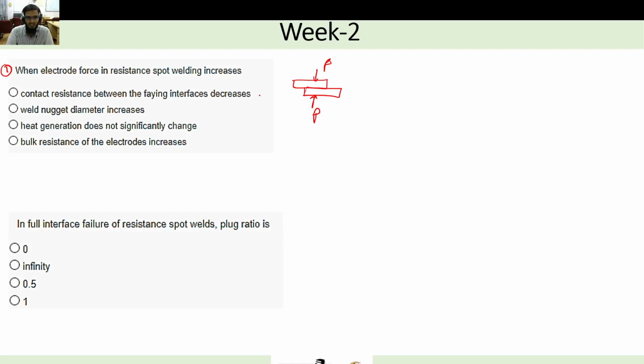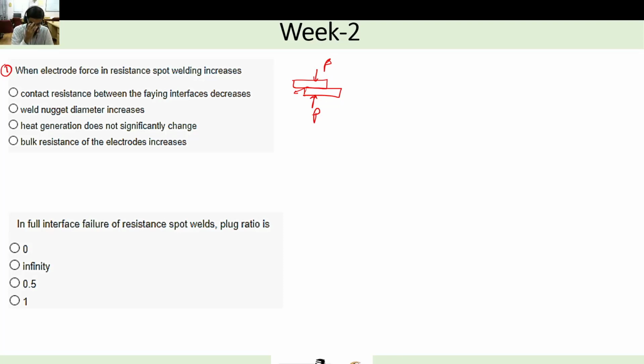A: contact resistance between the faying interface will decrease, that is, here the resistance will decrease; or B: weld nugget diameter will increase; or C: heat generation does not significantly change; or D: bulk resistance of the electrodes increases. So whatever you think is correct, just let me know, and if it is right, good. If it is not right, then also good, we'll discuss. You can unmute and say your answer, or you can type also, no issue.